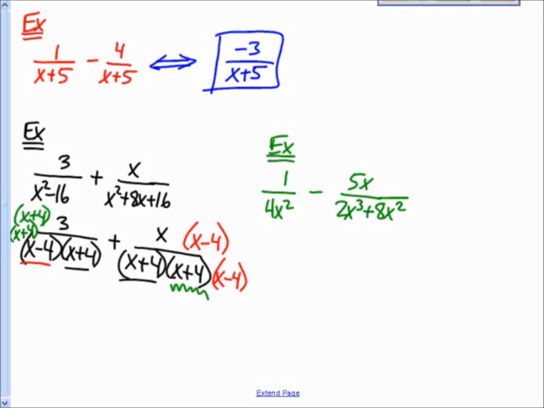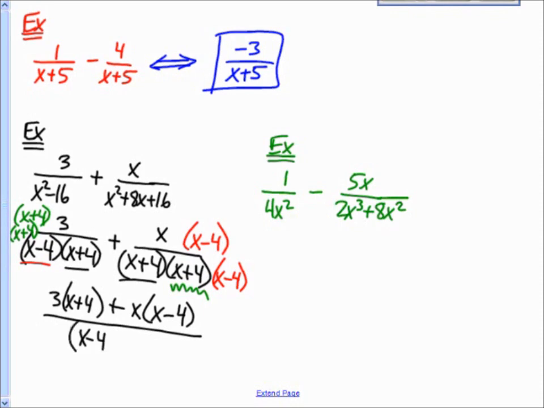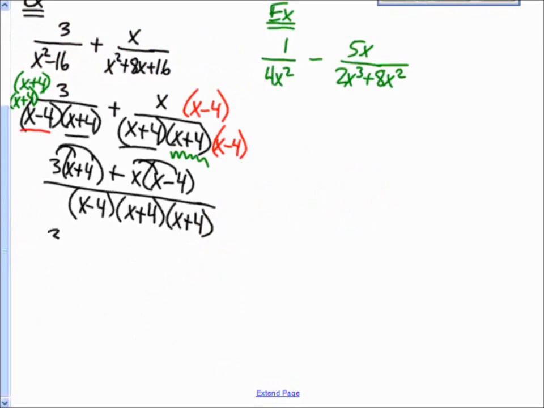So we got 3 times x plus 4 plus x times x minus 4, and this is all over x minus 4, x plus 4, x plus 4. That's our common denominator on both of those. Distribute, combine like terms. So we got 3x plus 12 plus x squared minus 4x all over common denominator, x minus 4, x plus 4, quantity squared. There's 2 of those.